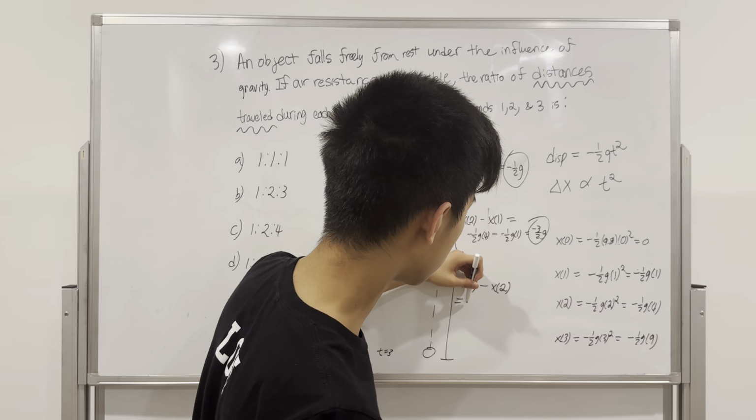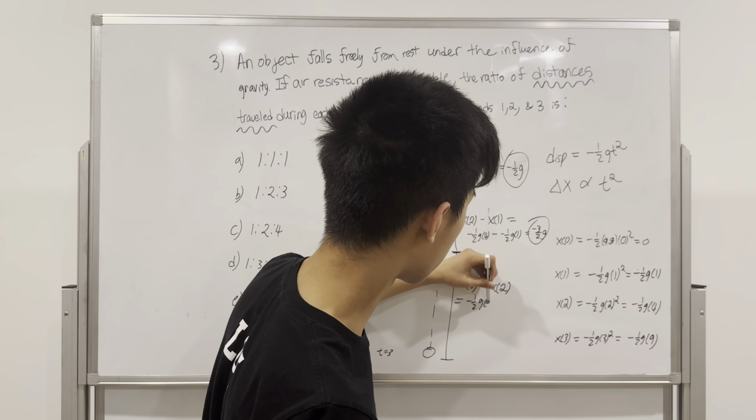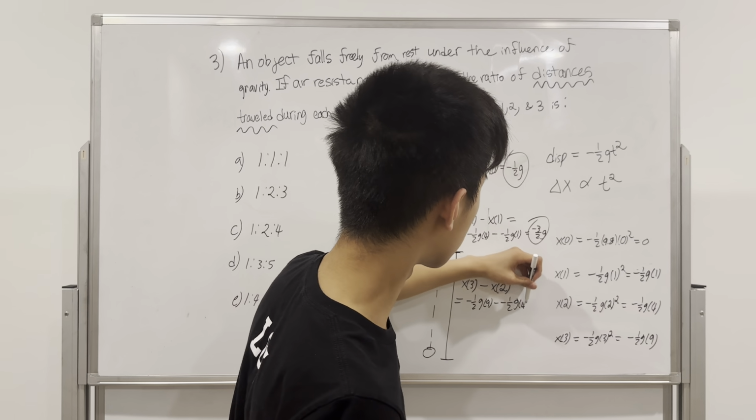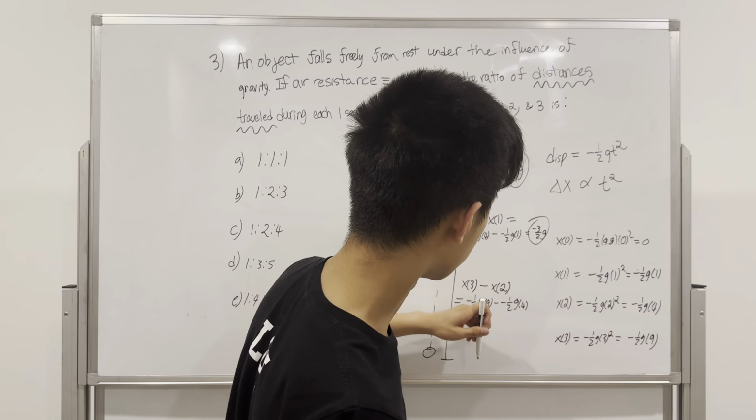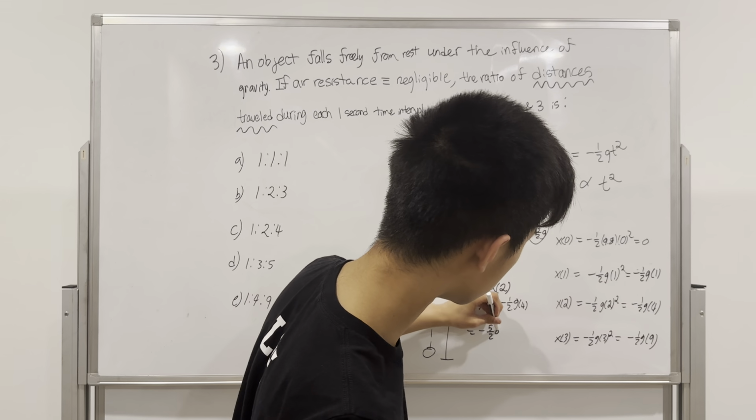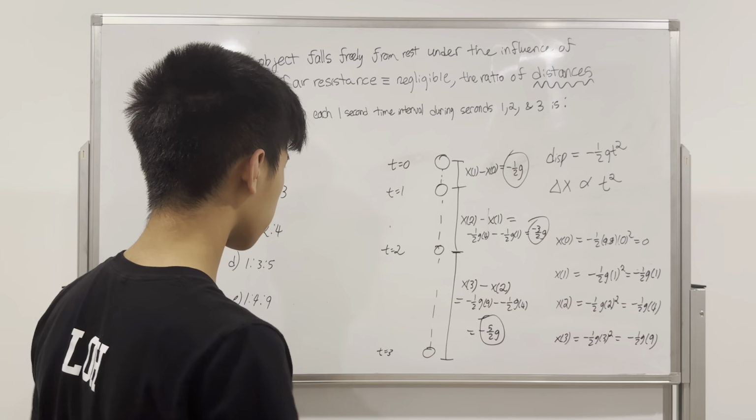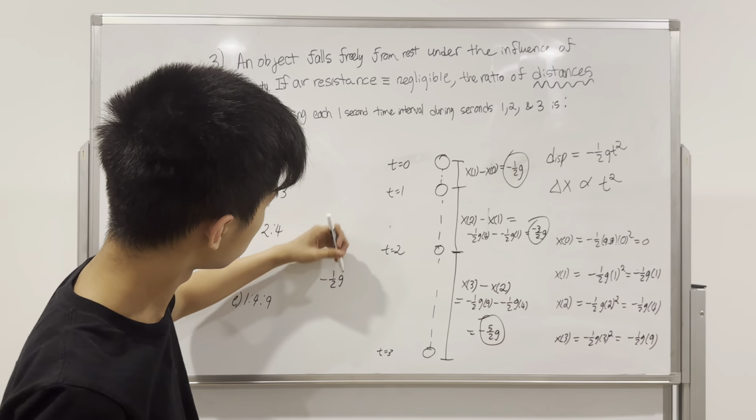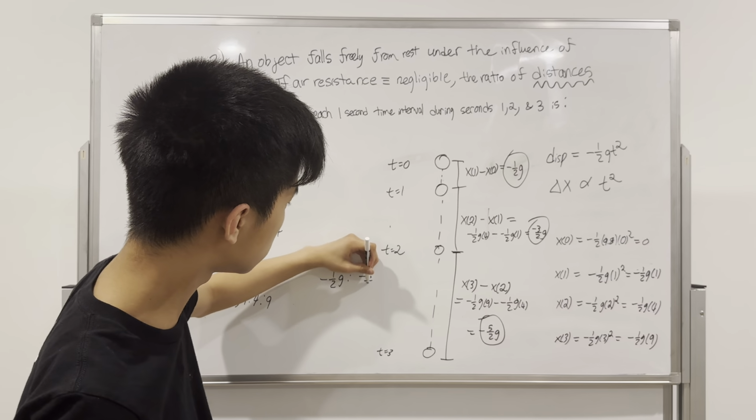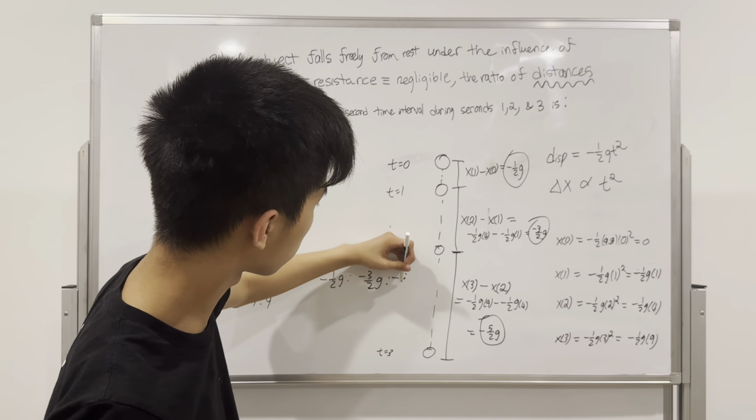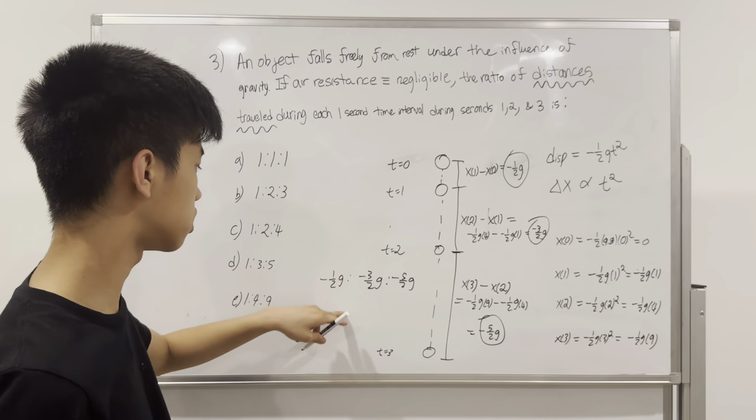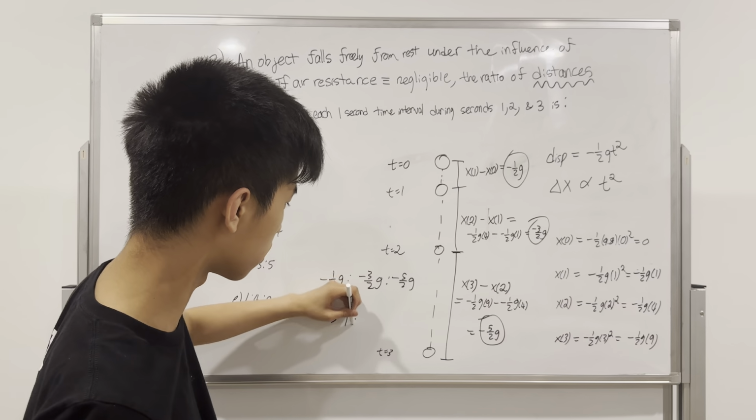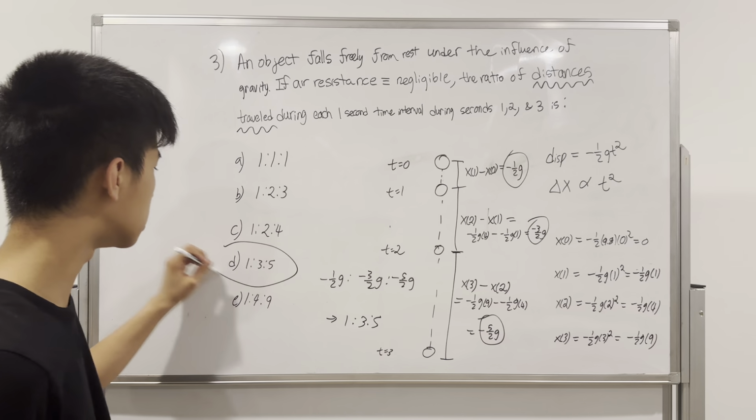So that would be negative 1/2 g times 9 minus negative 1/2 g times 4. That would yield negative 5/2 g. So your new ratio is negative 1/2 g to negative 3/2 g to negative 5/2 g, but you can just multiply everything by negative 2 over g, so then you'll end up with 1 to 3 to 5. Therefore, D is the correct answer.